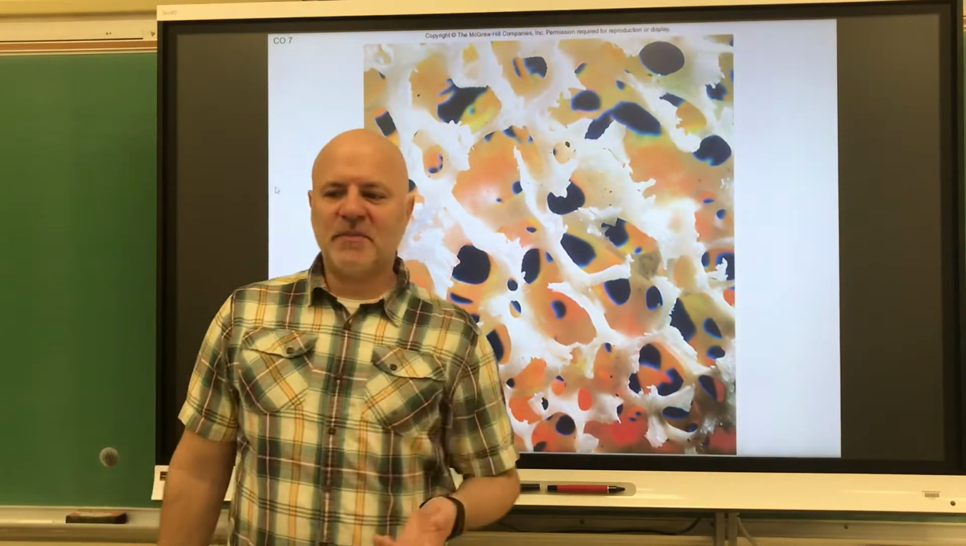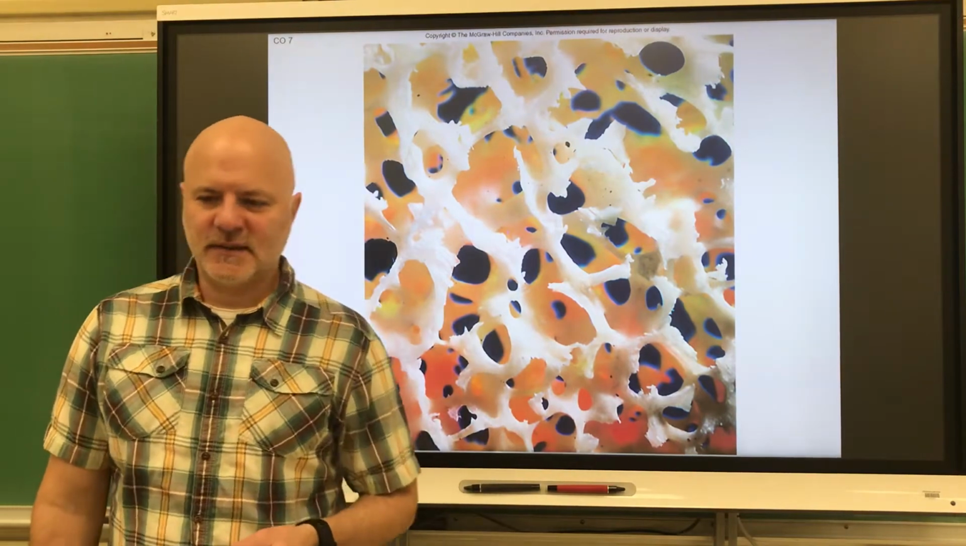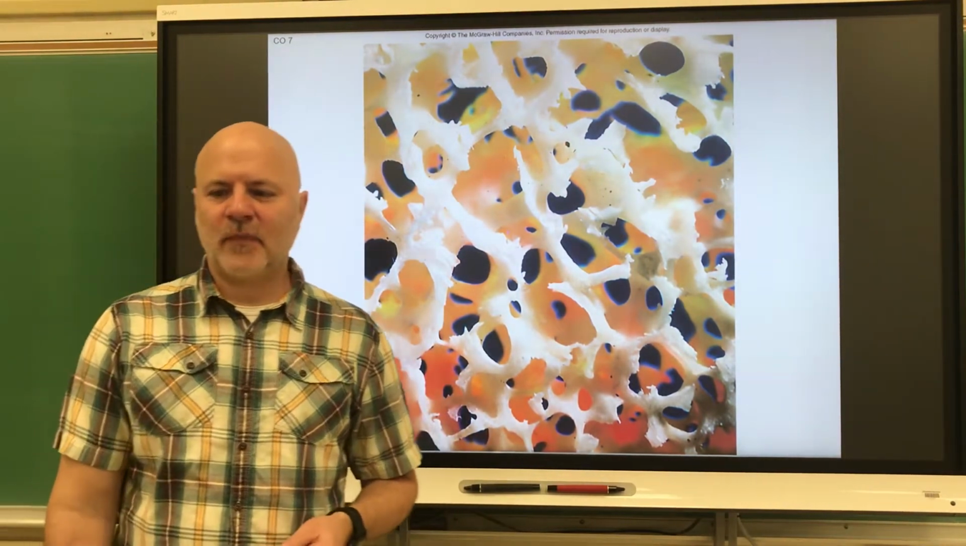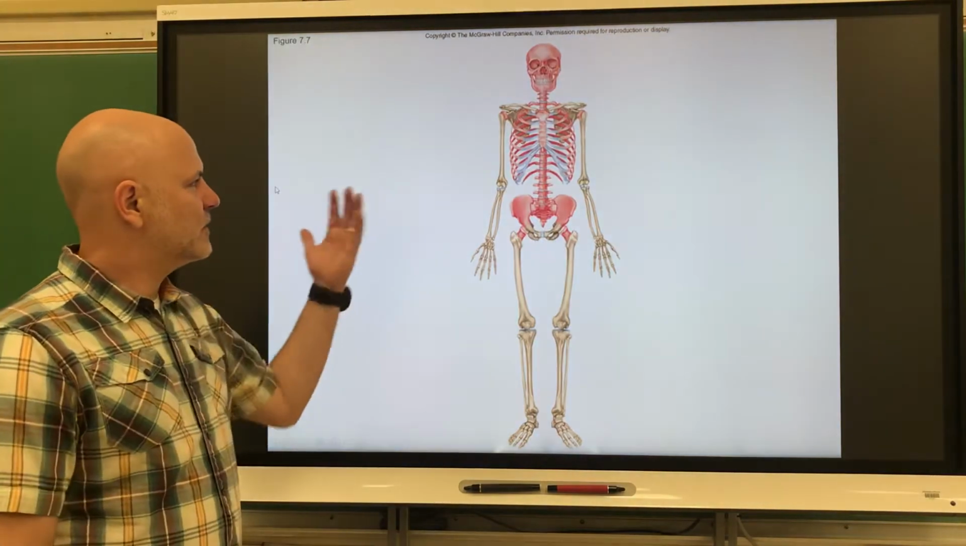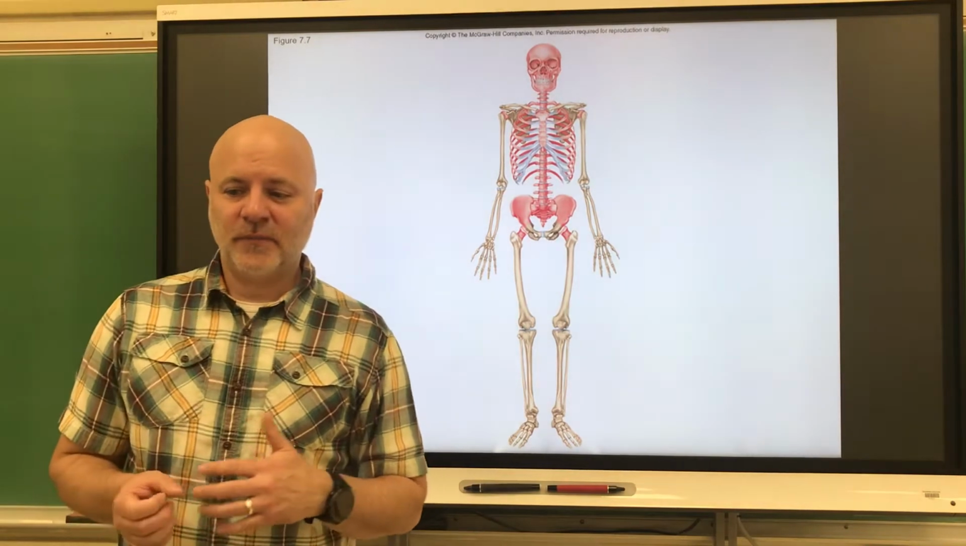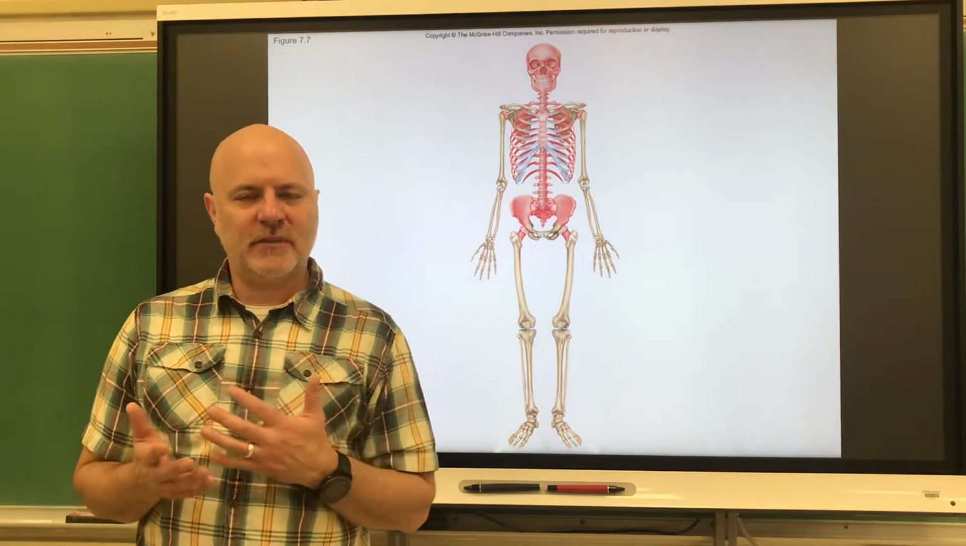All right, let's look at chapter 6, which deals with the skeletal system. So let's take a look at the functions of the skeletal system. All right, so let's just go to this picture showing our entire skeletal system. One, it provides us with structural support. So it provides a framework that supports the body.